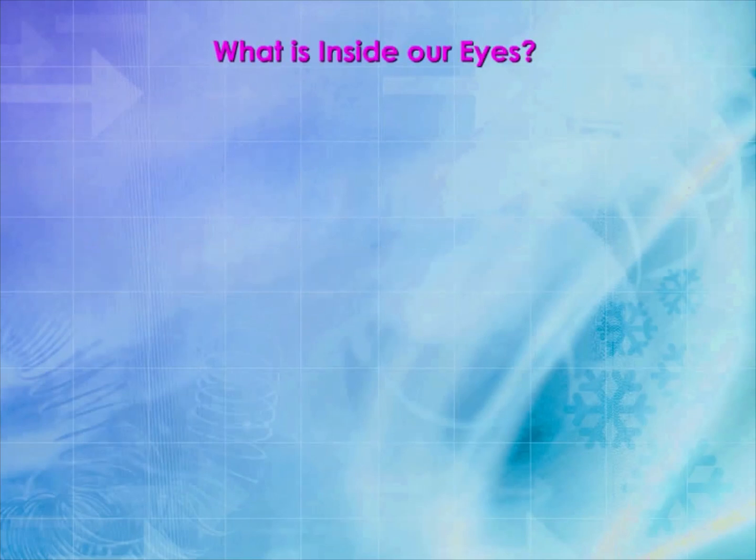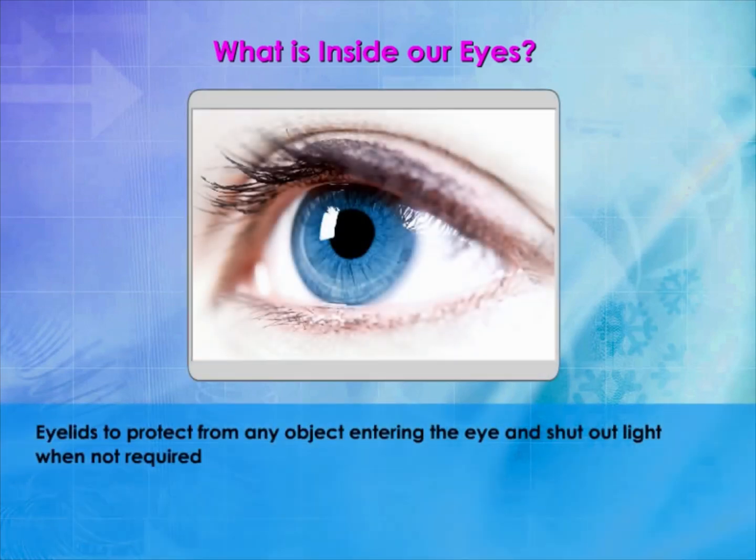What is inside our eyes? Nature has provided eyes with eyelids to protect from any object entering the eye. Eyelids also shut out light when not required. Eye is such a wonderful instrument that it can see distant objects as well as near objects clearly. The minimum distance at which eye can see objects distinctly varies with age. The most comfortable distance at which one can read with a normal eye is about 25 centimeters.